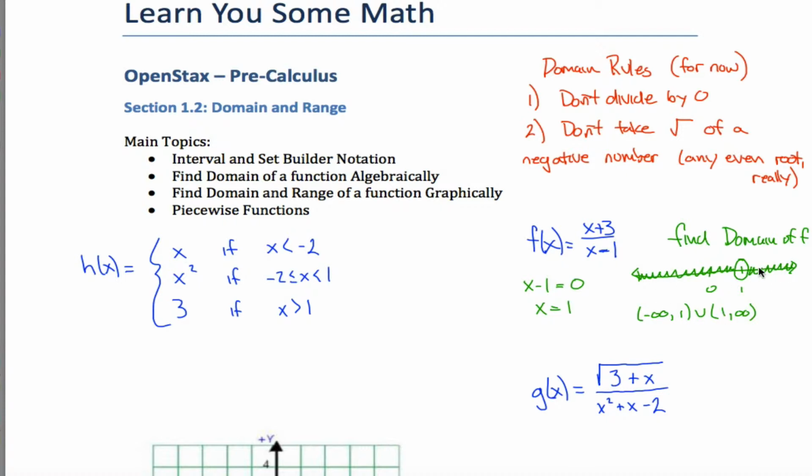Another way you could write this set is what's called set builder notation. These squiggly brackets mean the set of all. So the way I would say this answer is it's the set of all x such that my value of x is not equal to 1. Could write it like that. I don't like that.